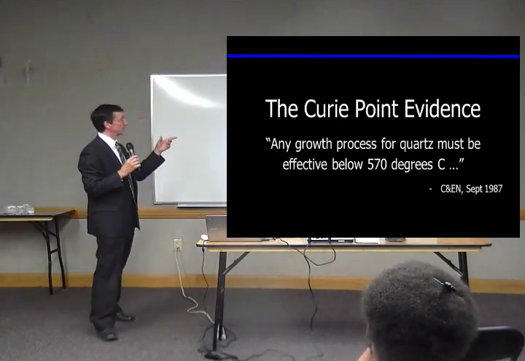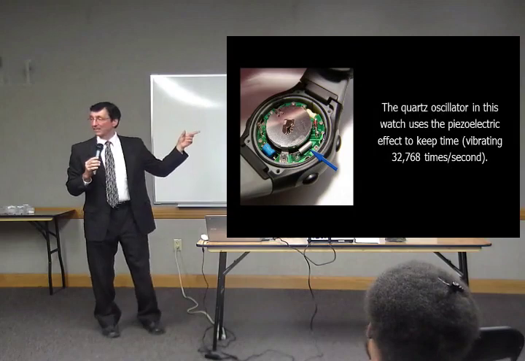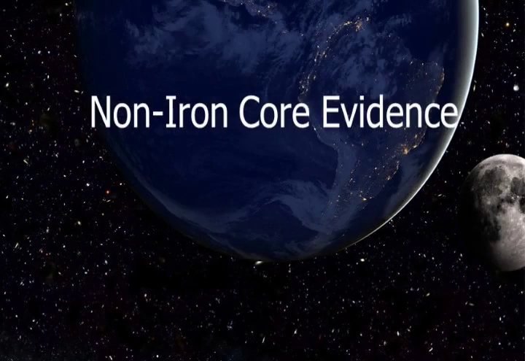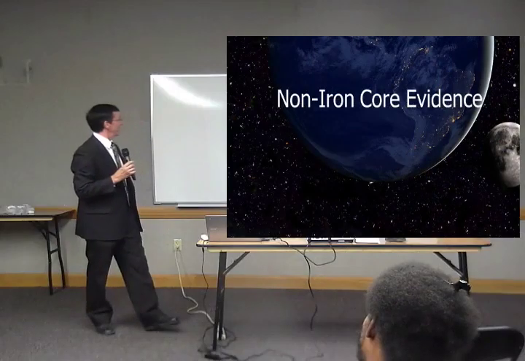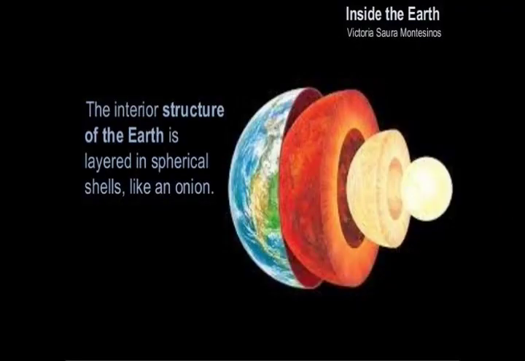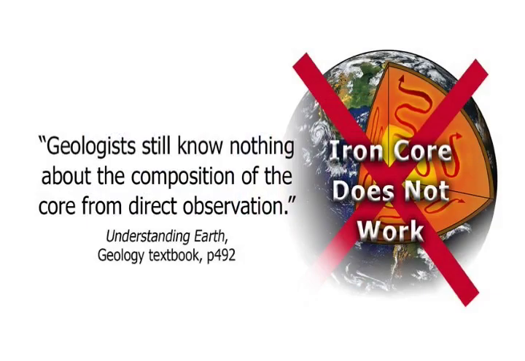All right, a quartz oscillator in our watches is actually using that piezoelectric effect to keep time more accurately than we can keep time with cores. Iron core evidence, so that's going right into what you guys were thinking. They're saying they're in spheres, and so that last little ball there in the very center of the Earth, they say, is an iron core. But geologists still know nothing about the composition of the core from direct observation. The iron core doesn't really work.